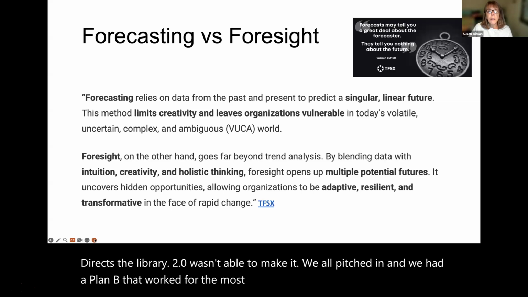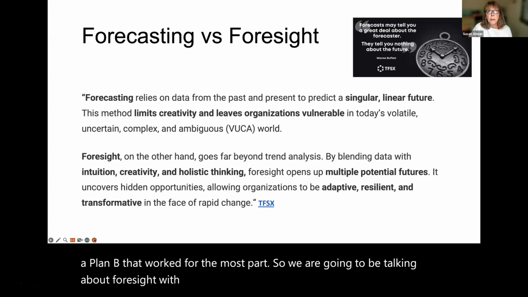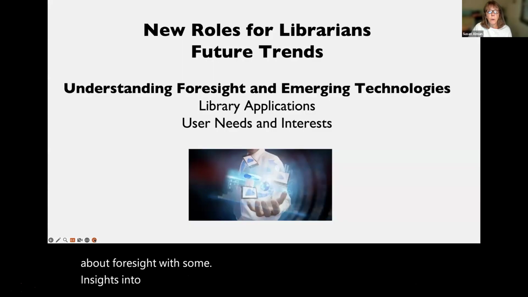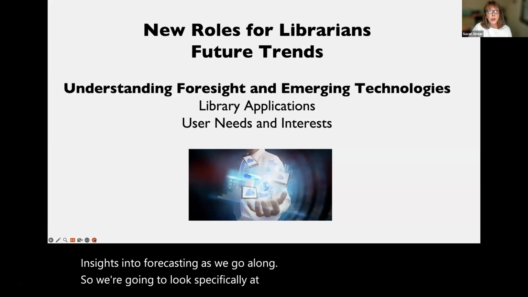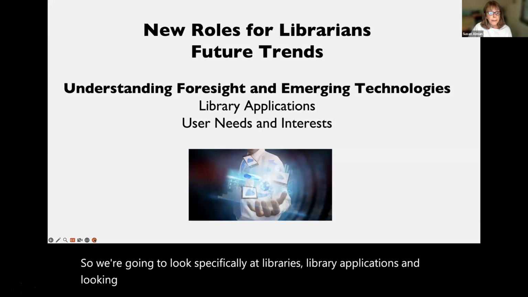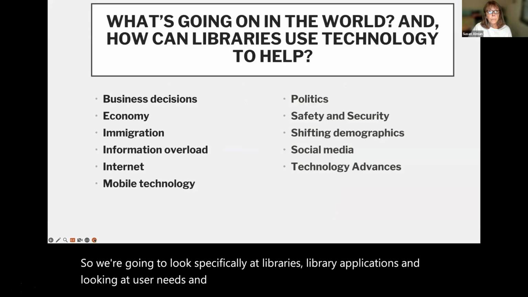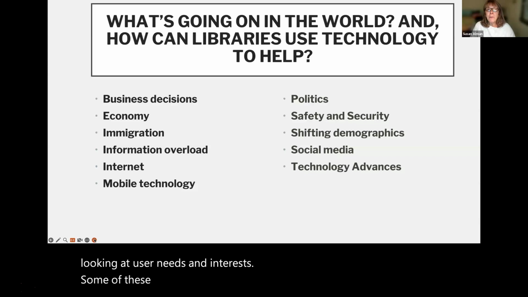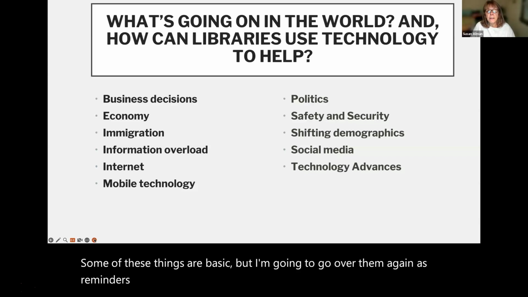So we are going to be talking about foresight with some insights into forecasting as we go along. We're going to look specifically at libraries, library applications, and looking at user needs and interests. Some of these things are basic, but I'm going to go over them again as reminders of everything that needs to go in to foresight decisions and planning.